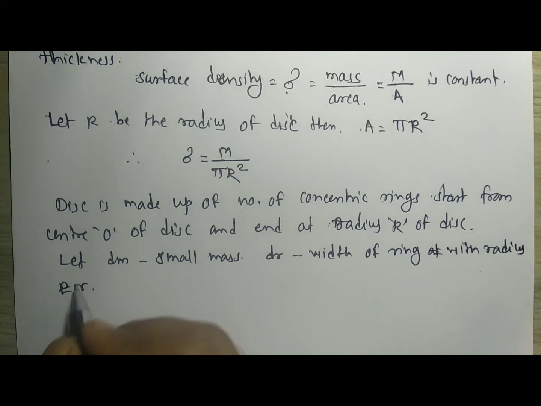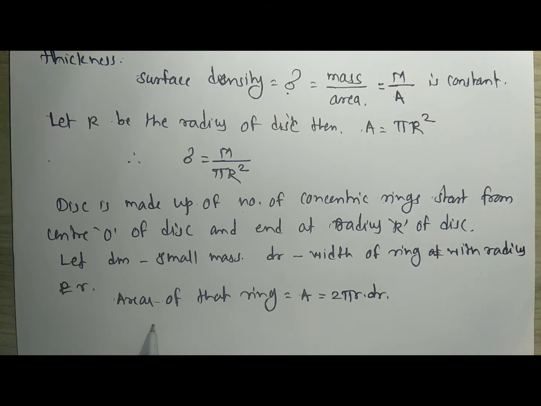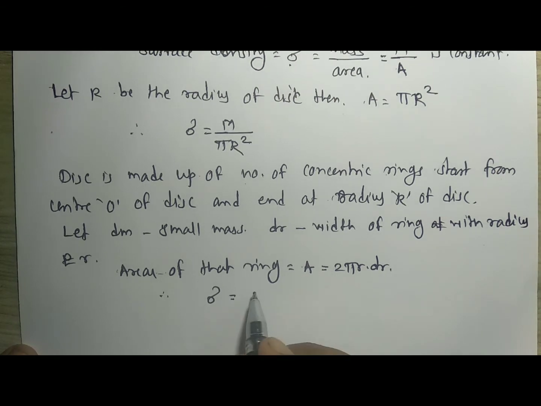And therefore you will get the consideration of area of that ring, which is equal to, let us consider this area is nothing but a, and which is given as 2 pi r into dr. And therefore sigma, that means surface density of that ring, is given as dm divided by 2 pi r into dr, that means mass per unit area.